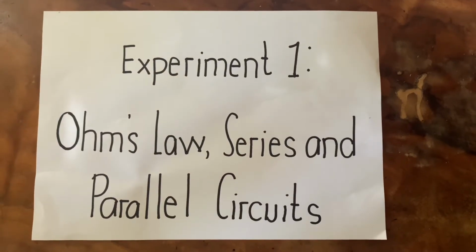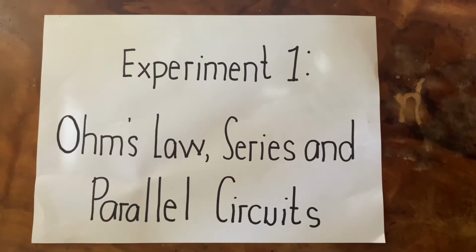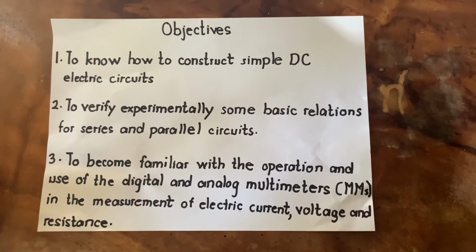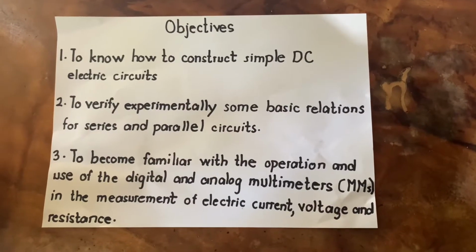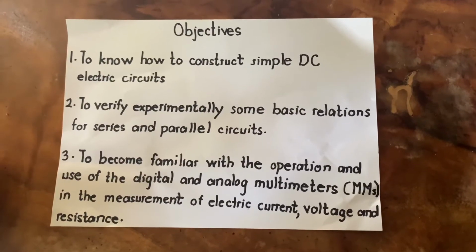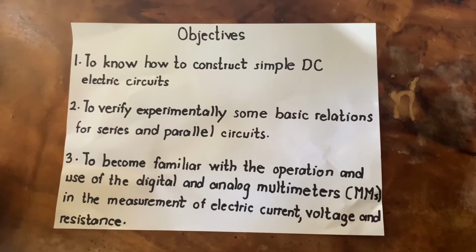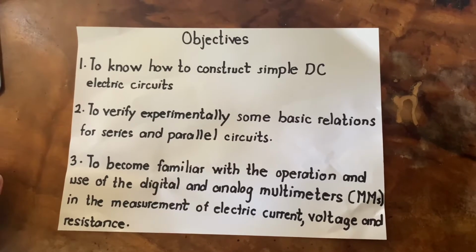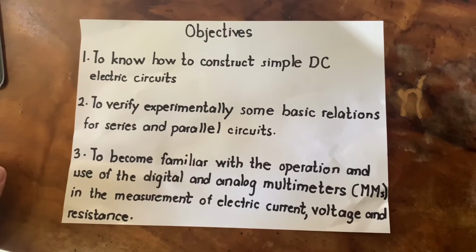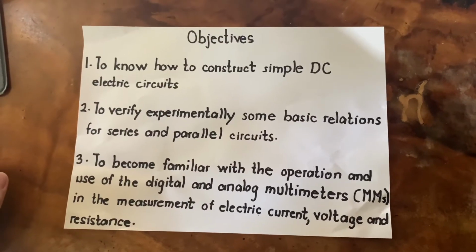Today's video is about the application of Ohm's law in series and parallel circuits. Our first goal today is to know how to construct simple DC electric circuits. The next is to verify experimentally some basic relations for series and parallel circuits. And lastly, to become familiar with the operation and use of the digital and analog multimeters in the measurement of electric current, voltage, and resistance.